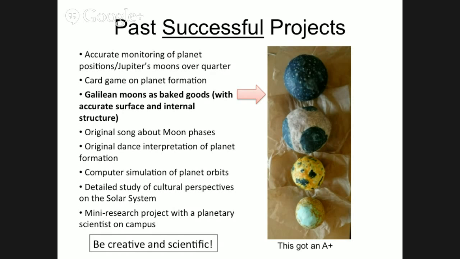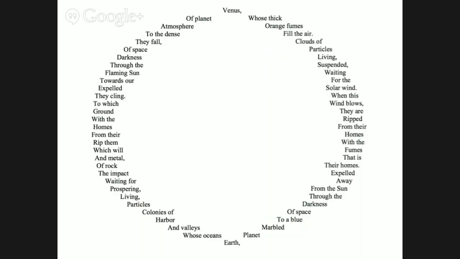Folks have done computer simulations, looked at cultural perspectives of the evolution of the solar system, history of the solar system. We've had a couple of students actually do research projects with folks here, a mini research project, like a week of work or something like that. All of these things are perfectly valid, and there's many, many more ideas that I probably didn't think of. This is, by the way, one of the poems that was done a couple years ago. It's a really nice structural poem, and it's all about panspermia and stuff going between Venus and Earth, a really relatively simple but deeply thought out poem.